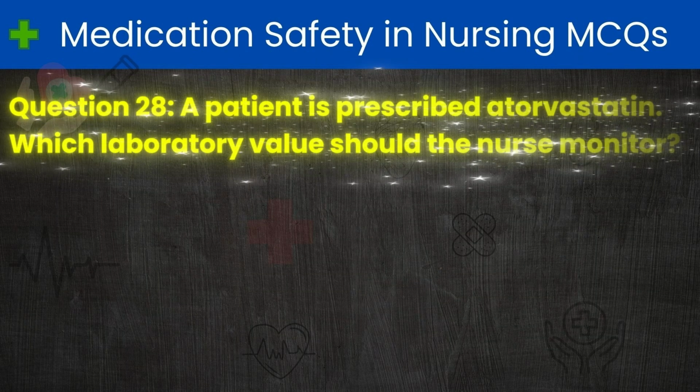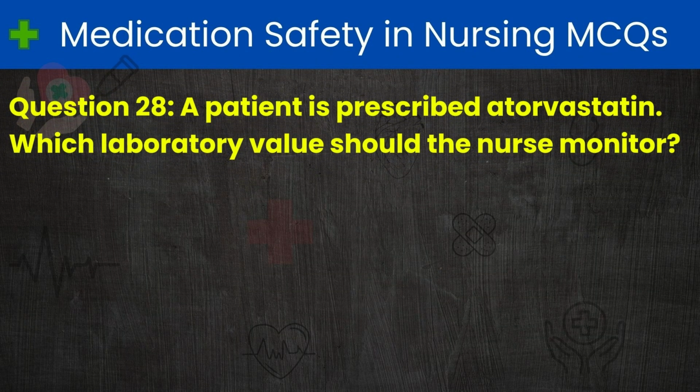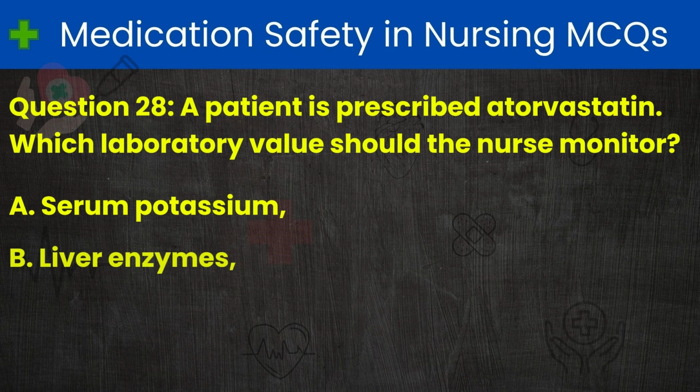Question 28. A patient is prescribed atorvastatin. Which laboratory value should the nurse monitor? A. Serum potassium. B. Liver enzymes. C. Blood urea nitrogen. D. Hemoglobin.